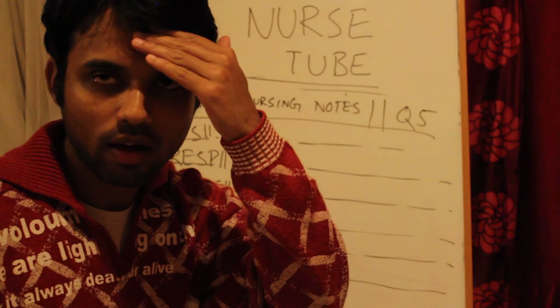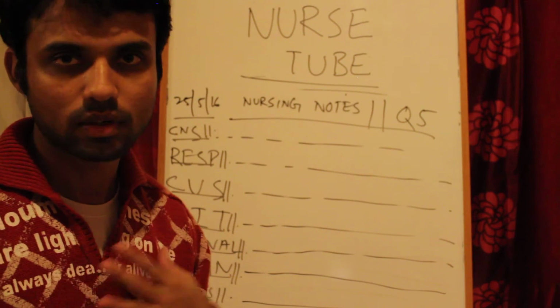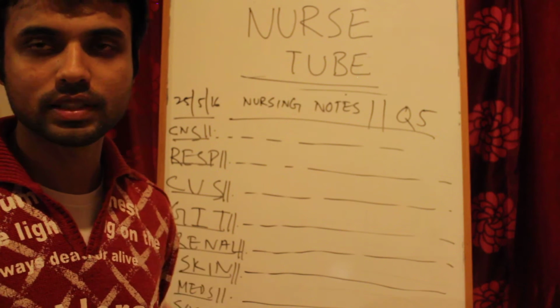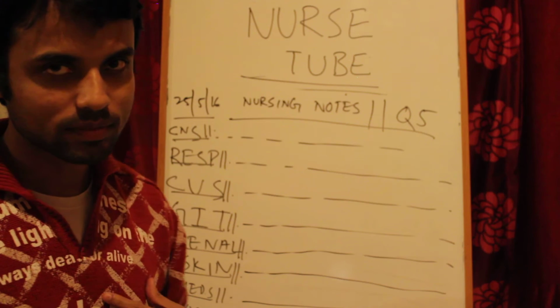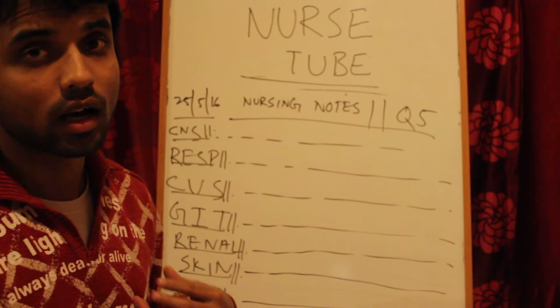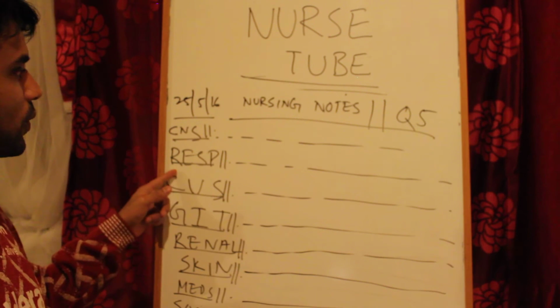Next, after the head, what do we have next? We have two systems in the thoracic cavity, right? We have two lungs and one heart. So you can start with the respiratory system. That's how I do it.